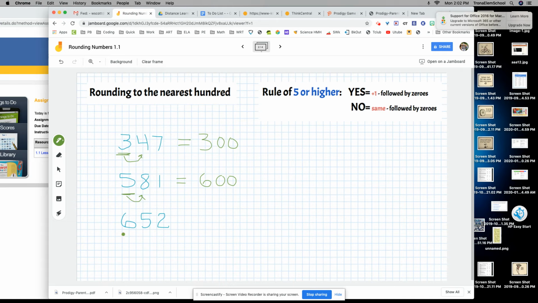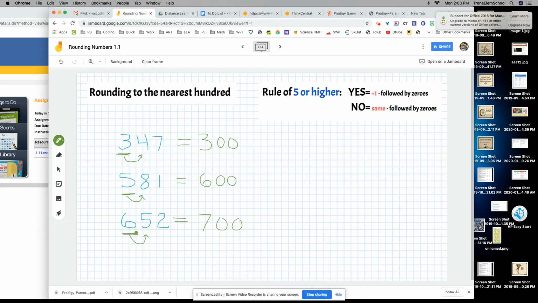652. 6 is my hundreds number, that's what I'm rounding to. And I look to the right. I'm looking at my 5. Is it 5 or higher? Well, it is 5, so the answer is yes. My hundreds number goes up by 1. So I just look at my hundreds number, it's a 6. The next number up is 7, and 5 and 2 become zeros, right?